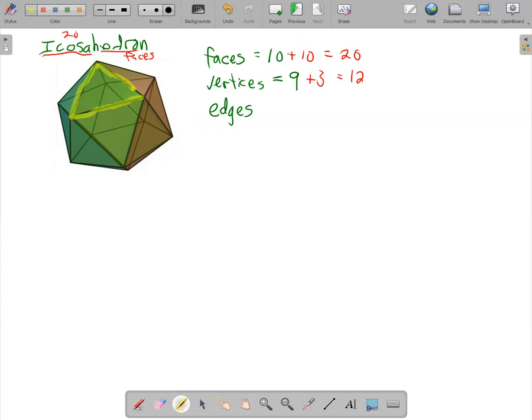So there's 1, 2, 3, 4, 5 edges, and then coming off of those, we have 6, 7, 8, 9, 10, 11, 12, 13, 14, 15, and then coming down here, 16, 17. I have 18 visible edges here, I believe.